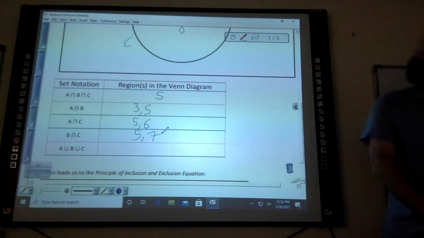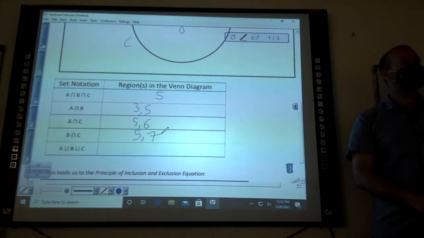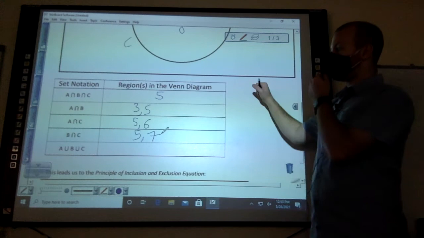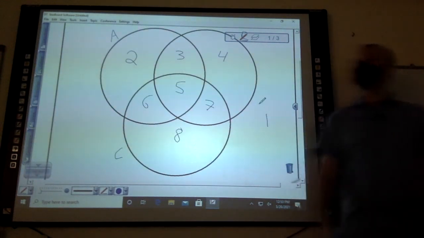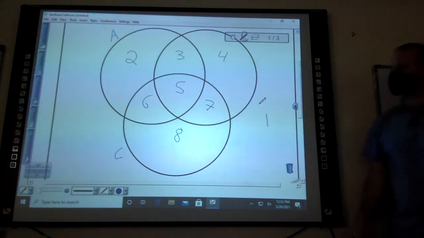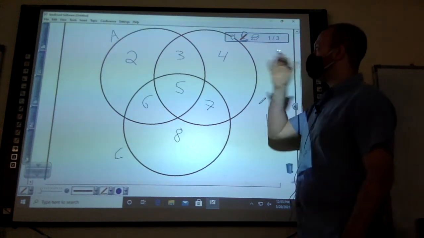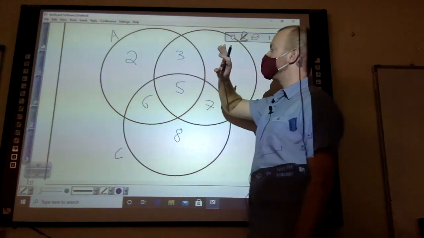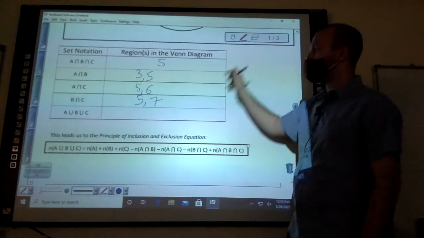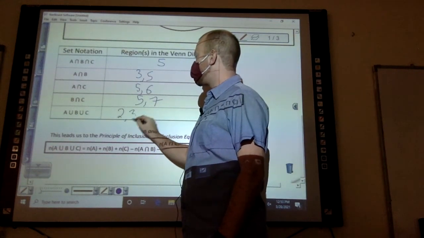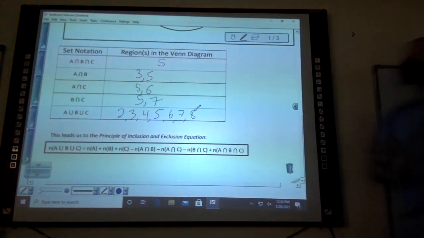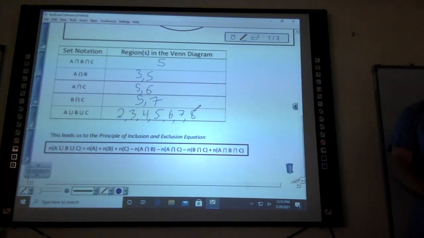And now we've got A or B or C. So what does this mean? Those regions would be a part of this, yes, but there are a few more regions that are also in this. Also 2 and 4. Region 1 is the only one that's not a part of this. So 2, 3, 4, 5, 6, 7, 8. If it's A or B or C, it can be just A, just A and B, it could be all three, it could be A and C, it could be just C. As long as it's in one of these bubbles, it works. So A or B or C is 2, 3, 4, 5, 6, 7, 8. This is to give you an idea of which sections talk about which, to help you along with that.